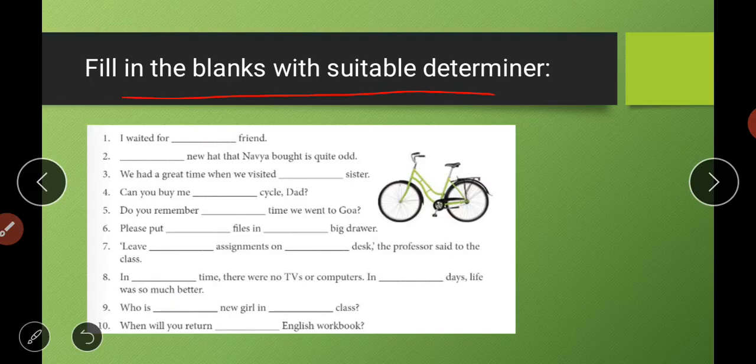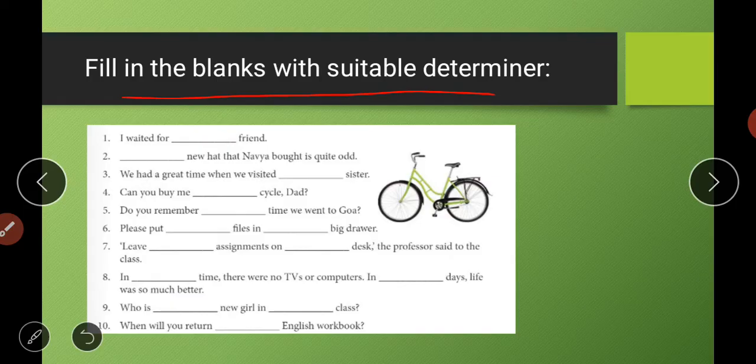For the second fill up, the answer will be "the" big drawer, because we are talking about a particular drawer which is of a big size. So we will denote that by the word "the". So the correct article here will be "the". So the answer for both fill ups: please put some files in the big drawer.